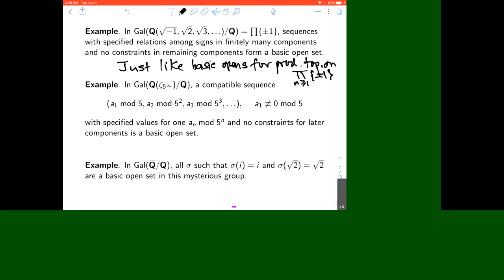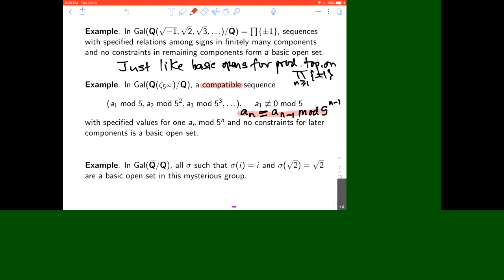Every element in this Galois group is just a collection of numbers mod 5, 25, 125, and so forth, with a constraint. The first component cannot be 0 mod 5, and there's the congruence compatibility condition. Every number you pick at the next power of 5 had better reduce to the previous number at the previous power of 5, so that on the smaller fields, they're all compatible with each other. And so these compatible sequences, that's what that means. There was no compatibility on the previous example.